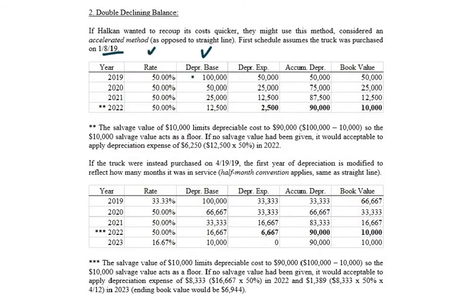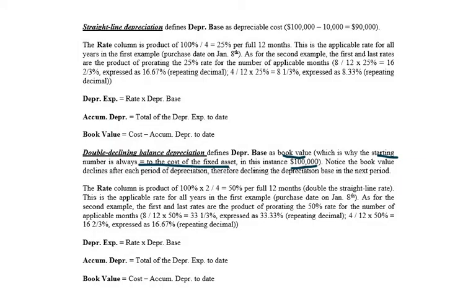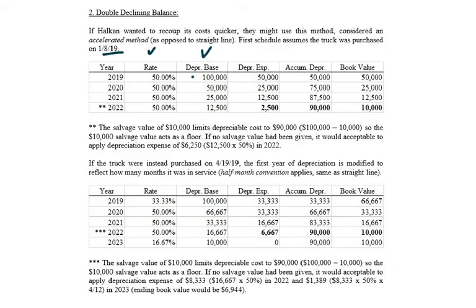Now rate, this one's definitely a little bit weird looking. 50% instead of 25%. Okay, so here the rate column is a product of taking our 100%, in this case, times 2 divided by 4, or you can think of it as 100% divided by 4 times 2, whatever. The math works out the same. Again, this is where the double comes from. Double declining means we're doubling the straight line rate. Now the thing you'll notice there is the rate is constant. It's always 50% for each 12 months that we're talking about.